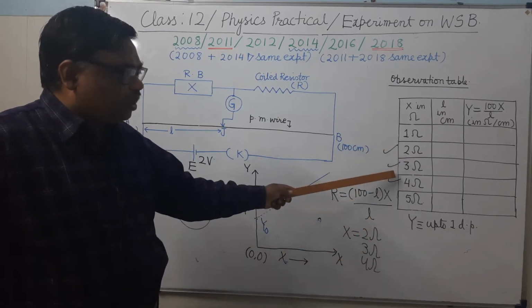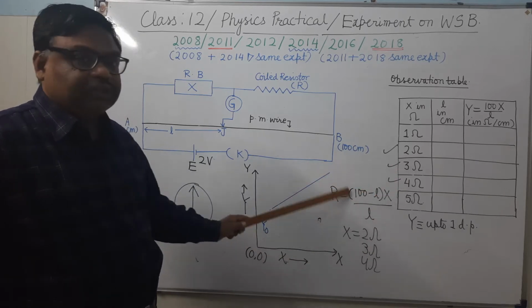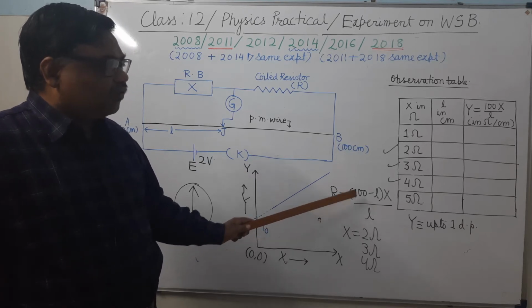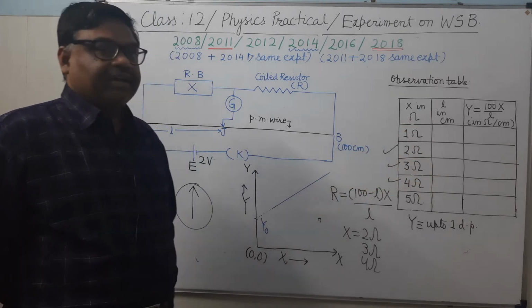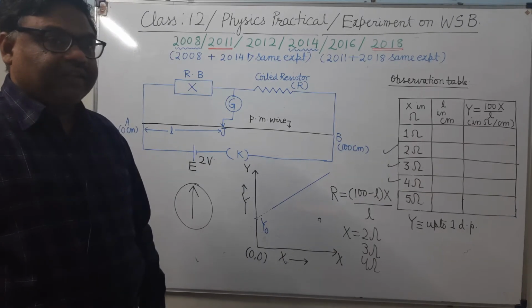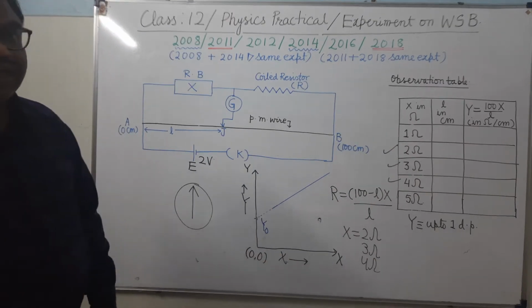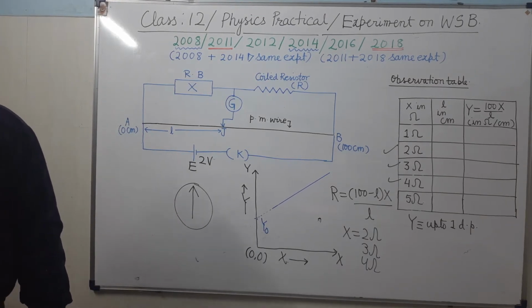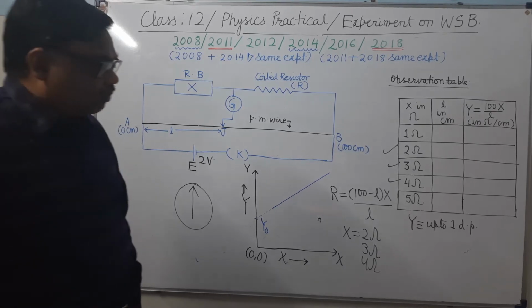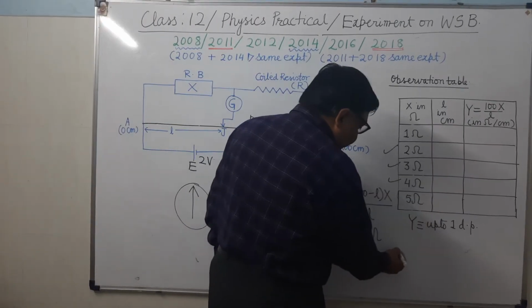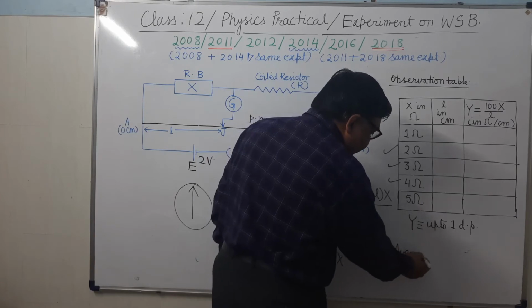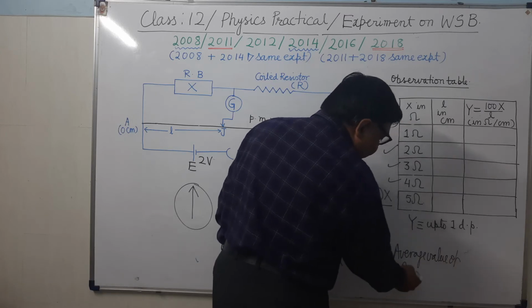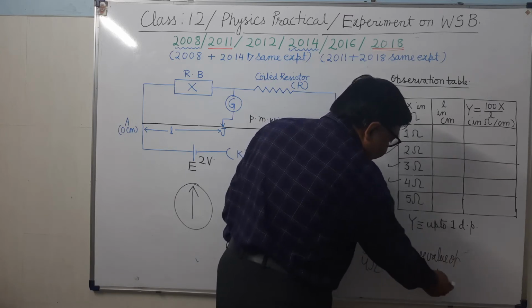For 2 ohm, 3 ohm, 4 ohm, you will make a separate observation table. But you will write down the same values of L which you have recorded here. It's clear? No need to do it once again. And then you will find out the average value of capital R up to 1 decimal place.